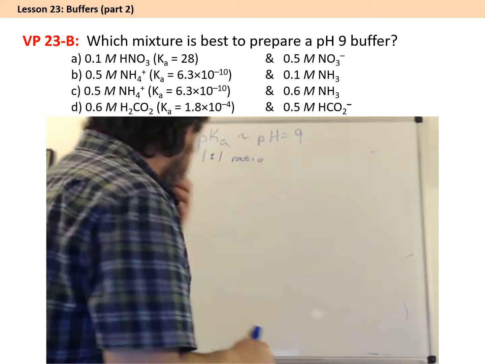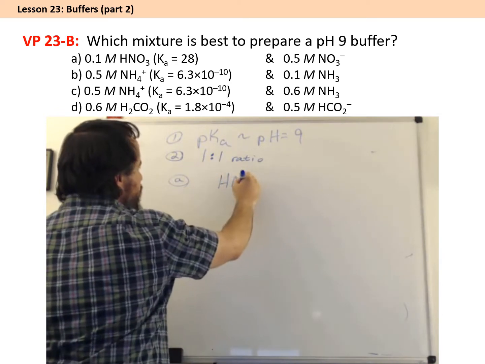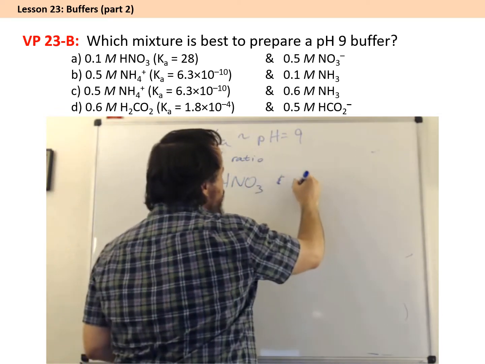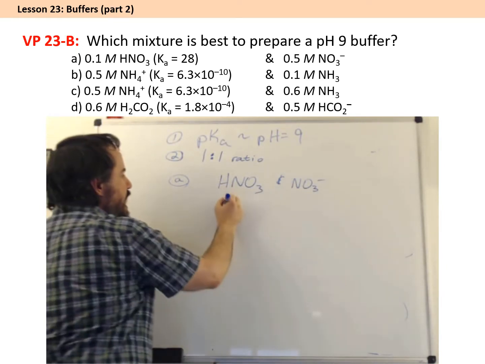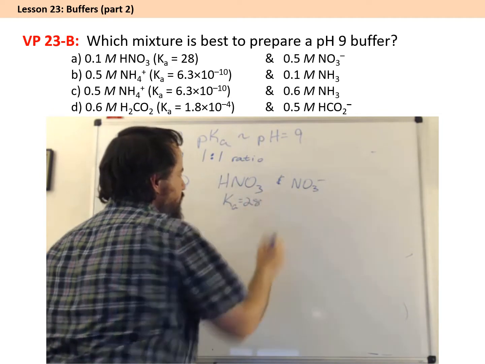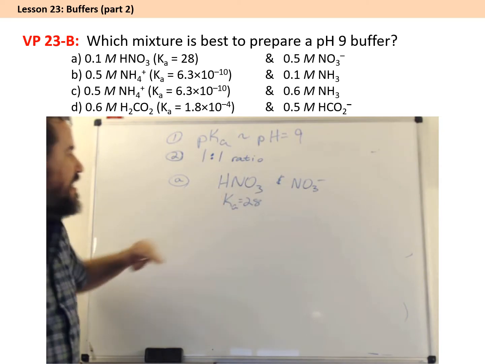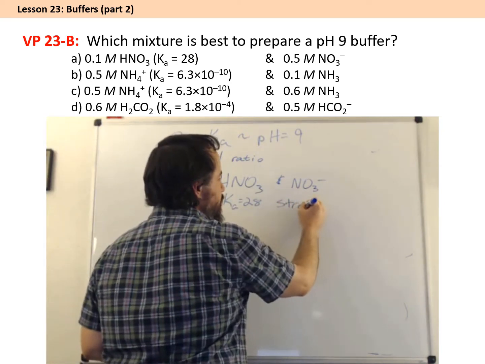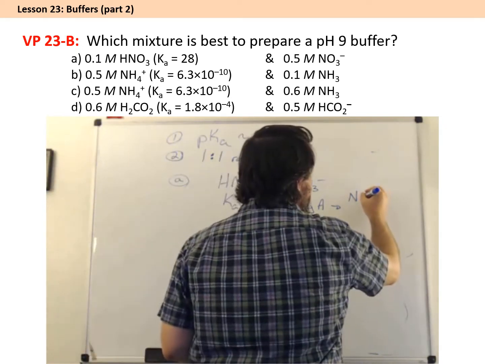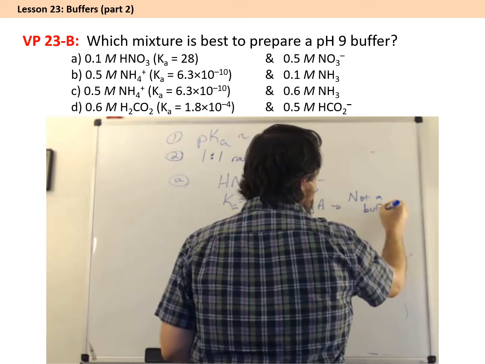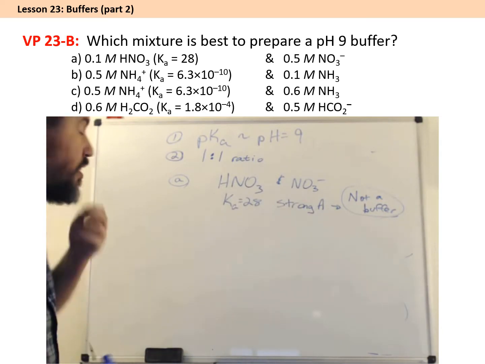All right, so let's look at these. A. In A, I have HNO3, and I have NO3 minus, okay? Well, HNO3, I have a Ka of 28. That's a big number, okay? This is a strong acid. If it's a strong acid, that means it's not a buffer. So this would be a bad choice for my buffer. All right, let's look at B.